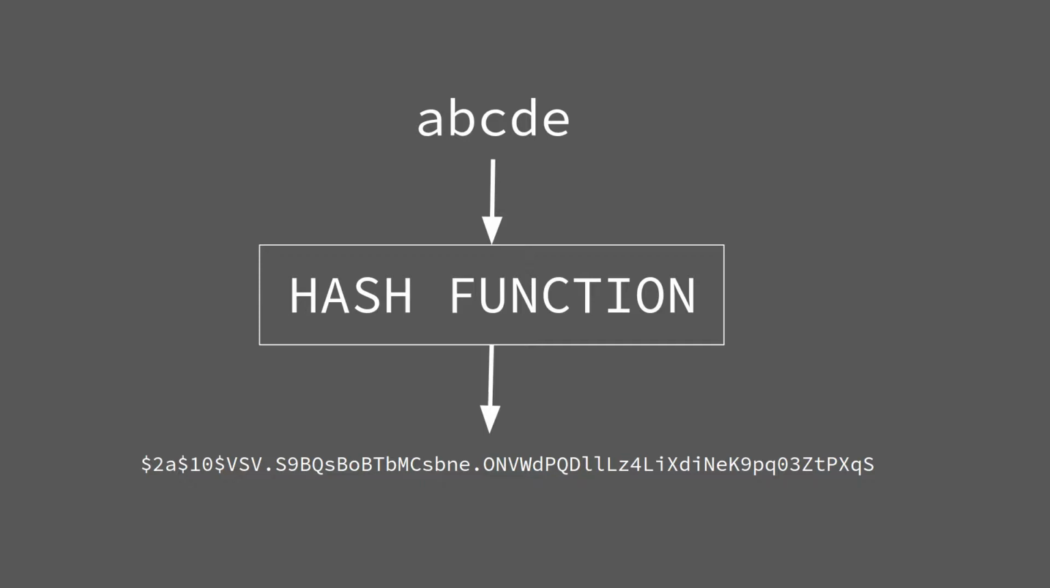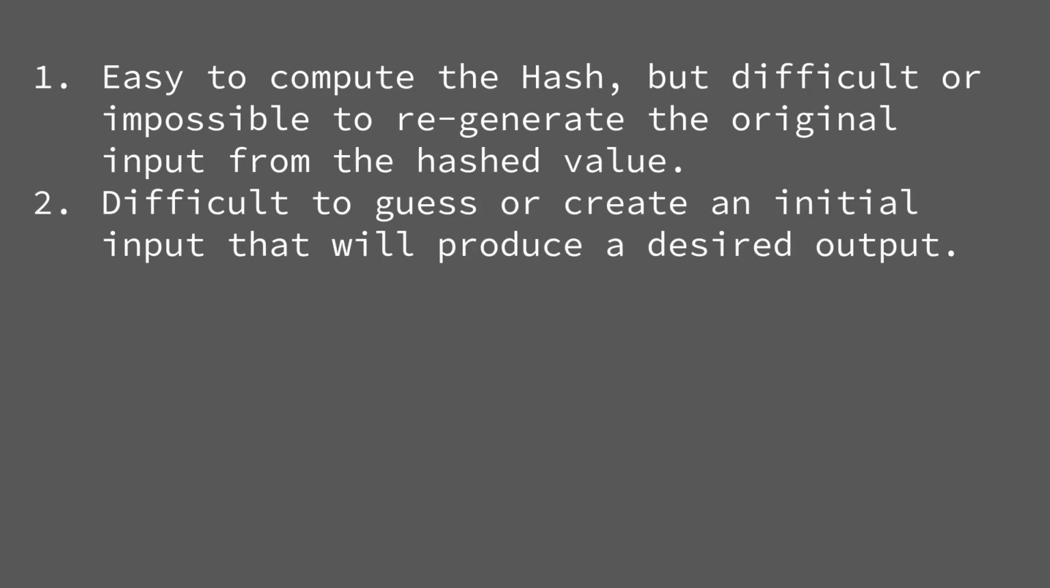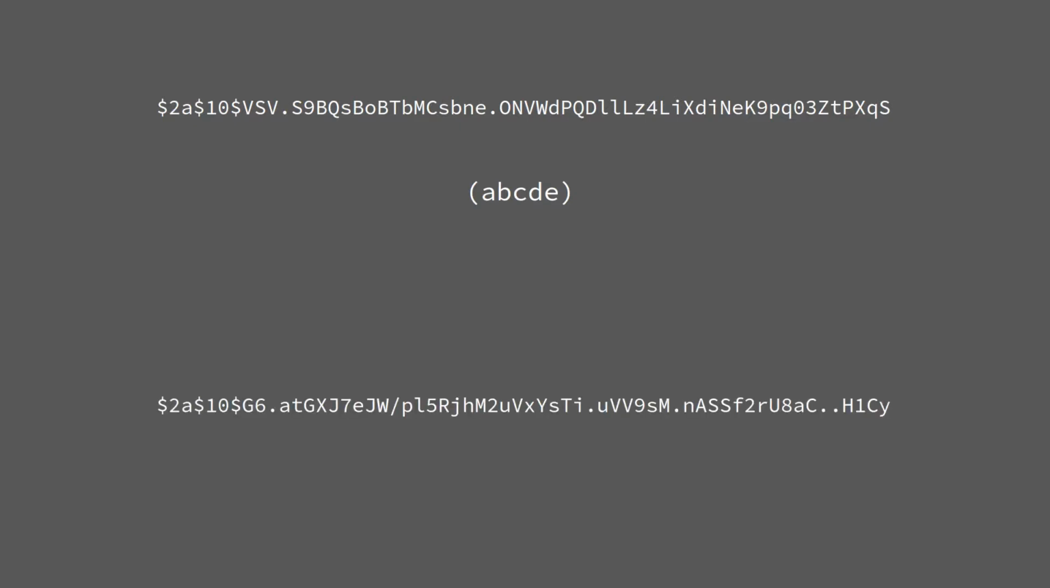Now a hash function has some useful properties. So the first property is that it is easy to compute the hash, but it is very difficult or downright impossible to regenerate the original input, as I said before. And second is that it is difficult to guess or create an initial input that will produce a desired output. So I have already explained the first point, but let's see an example of the second point. We have seen this hash before, and as in the example, this was the hash of the string ABCDE. Now, can you guess what could this be a hash of?